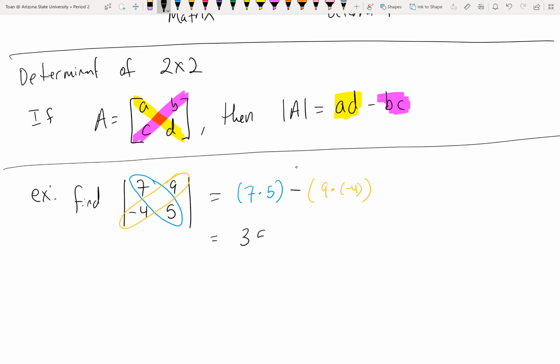So that's 35 minus a negative 36, which gives you a positive 71. The determinant is 71. Again, for right now, that number won't mean anything to you. A determinant is just a number that's unique to that matrix, but we'll talk about applications of it later. Not too bad, right? Pretty simple, easy peasy, crisscross, subtract.